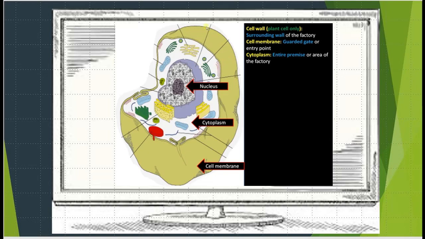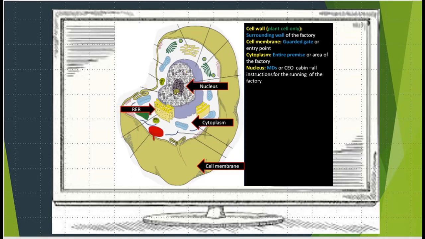Then there comes the nucleus, the controlling center of the cell. Nucleus can be considered as MD's or CEO's cabin where all the decisions are made, where all the instructions are stored for the smooth running of the factory. In the case of cell, nucleus is a site of storage of genetic material DNA. All the instructions for the making of all proteins that are required for the cell are residing inside the nucleus, coded as DNA.